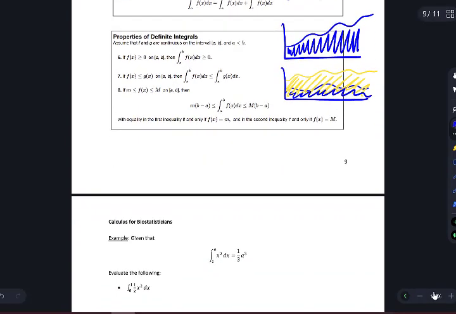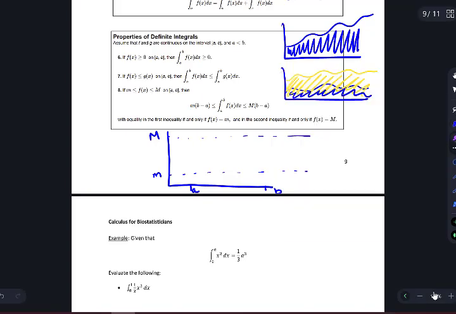What we're saying is, let's draw a little graph here. Along the bottom, I'm going to have a to b. And on the y-axis I'm going to define a little m and a big M. The first thing I want to do is draw what little m times b minus a and big M times b minus a look like.